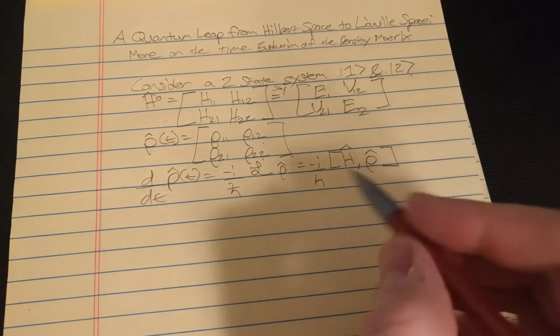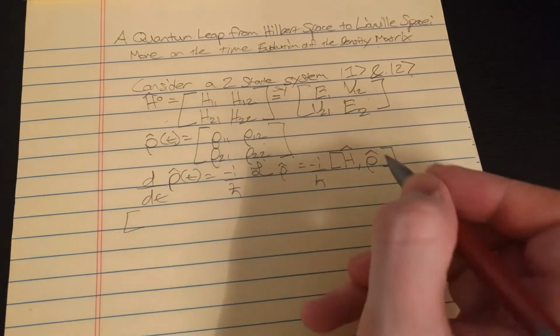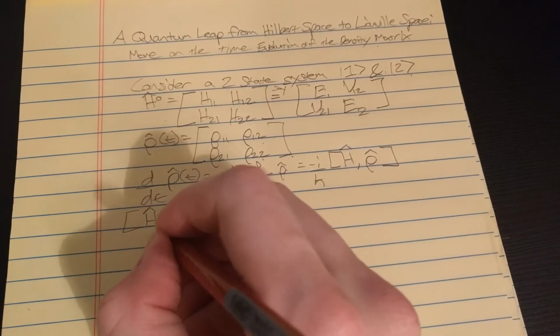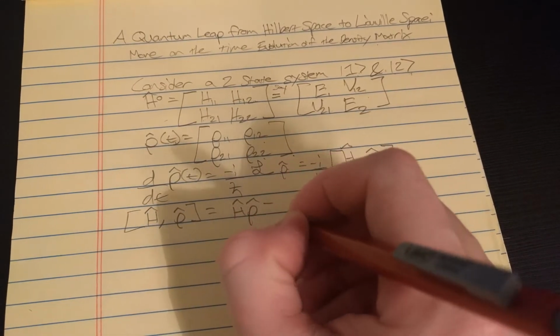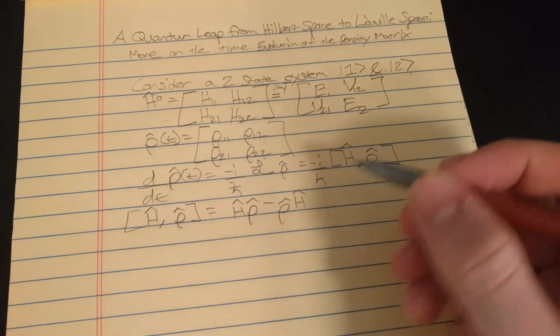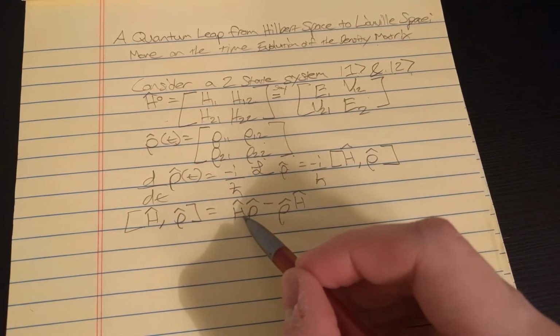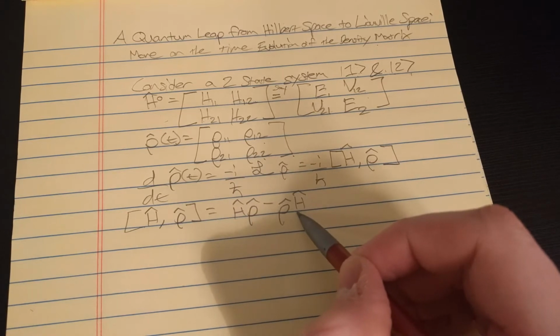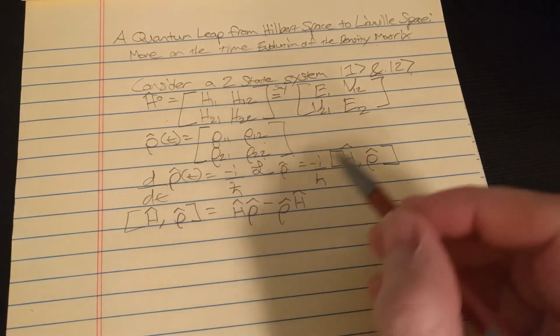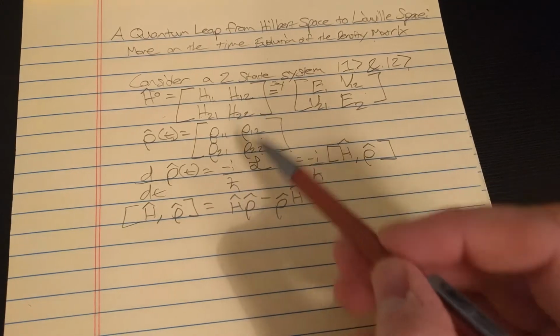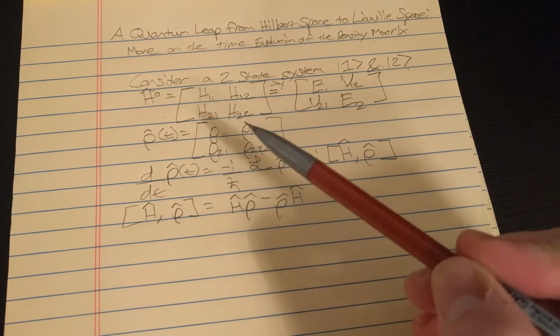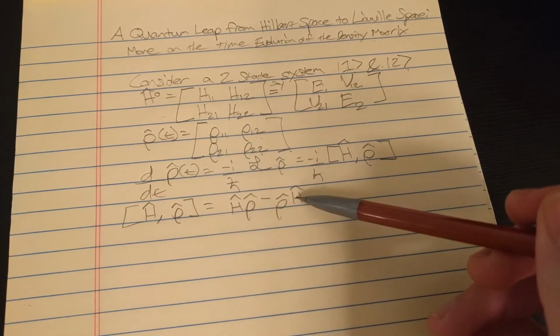Remember that the commutator between H and rho is just H times rho minus rho times H. Since they're matrices, these products are not always the same, like they are with numbers, because whereas numbers always commute, matrices do not always commute. So we're going to use these matrices up here and solve for this. That's going to be the first part of our strategy.